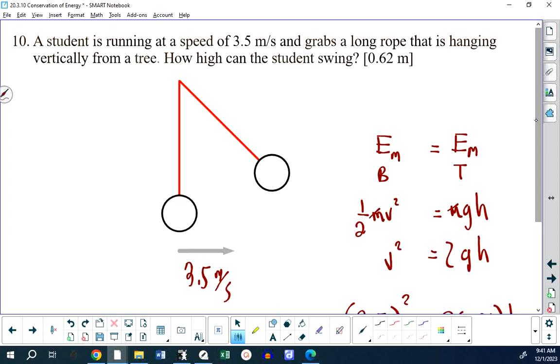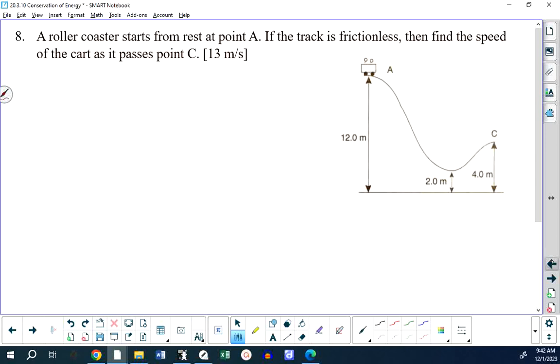Other questions? Go ahead. Number 8, okay. So a roller coaster starts at point A. If the track is frictionless, then how fast will it be moving at point C? And it starts from rest. Well, there is no difference here, Faye, between what's going on in terms of the physics ideas here compared to a pendulum.